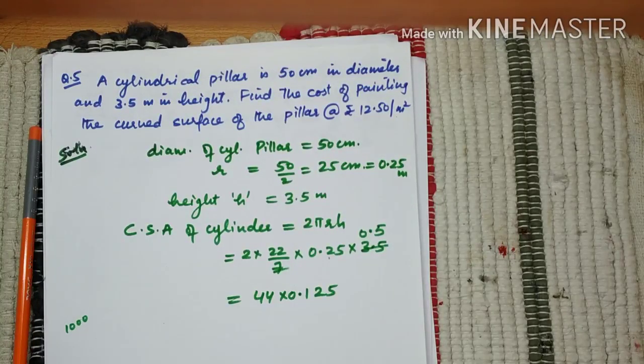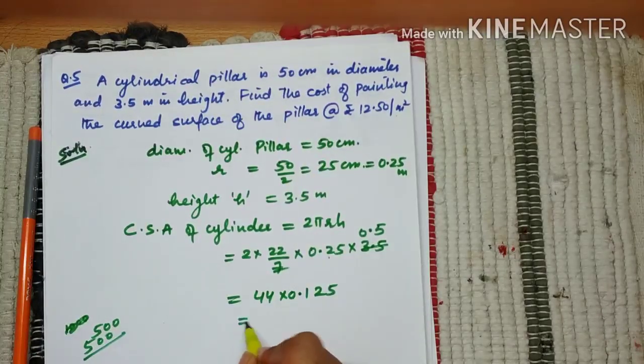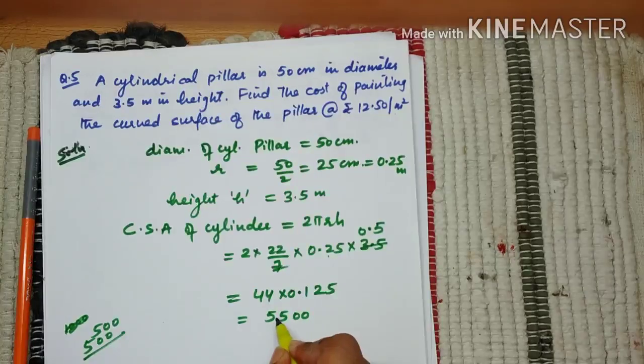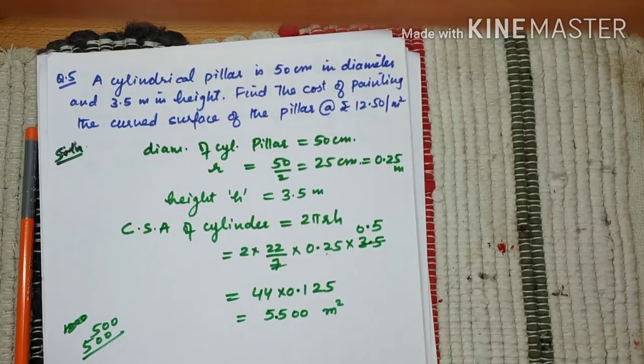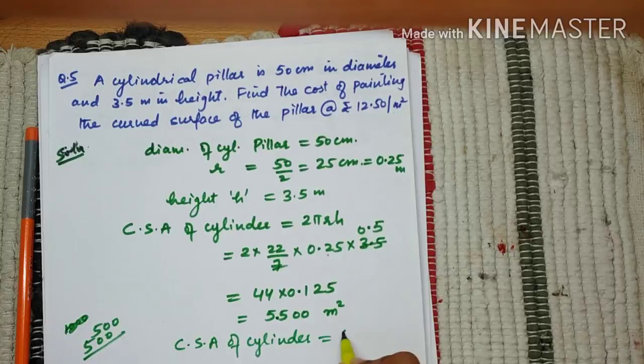Right? 125 4s are 500. It will be 500, it will not be 1000. It will be 500, and again 500. So I have 5500. 125 into 44, and there are 3 decimal places, so count 3 places from the back and put a decimal. So curved surface area of cylinder comes out to be 5.5 meter square.